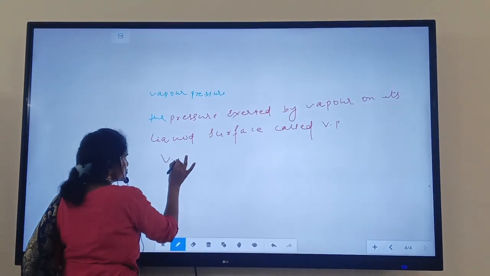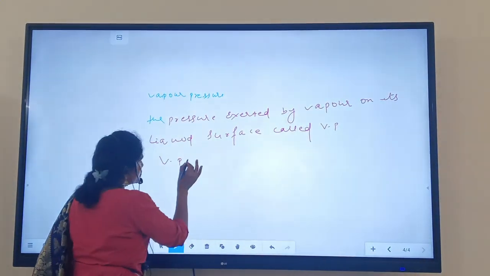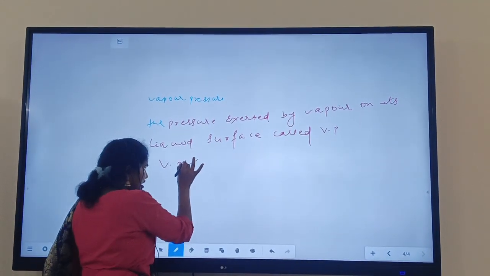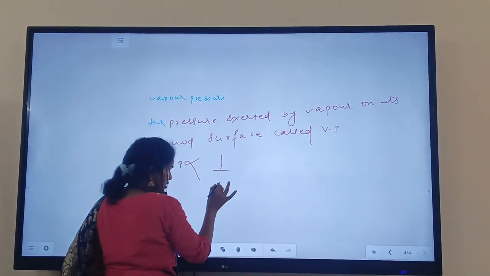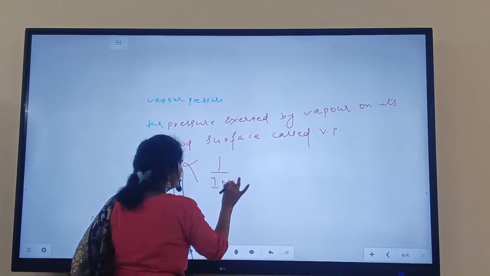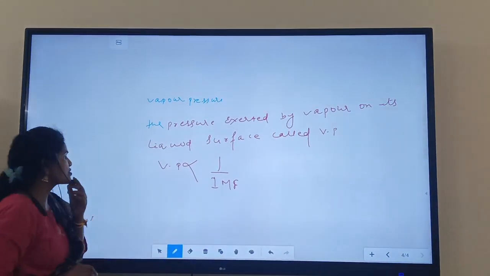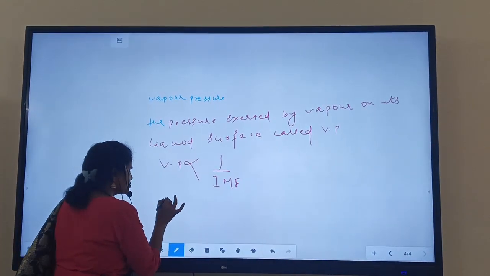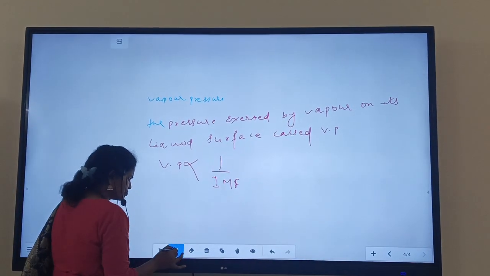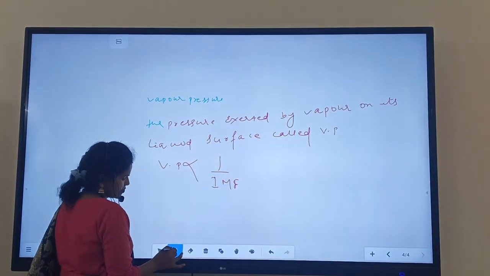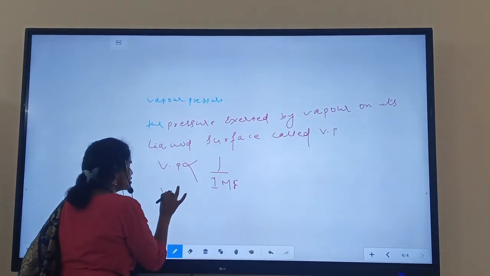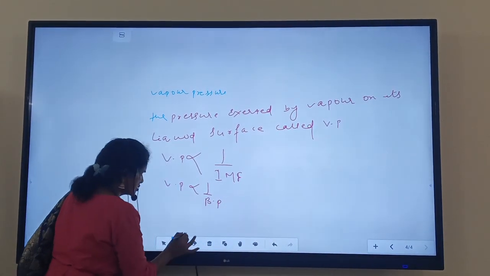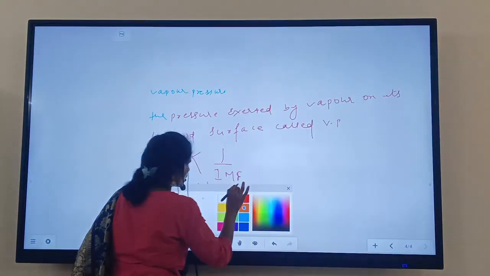Vapor pressure of any gas is directly proportional to 1 by intermolecular force. If intermolecular force is strong, the vapor pressure will decrease. What is the relation between vapor pressure and boiling point? Vapor pressure and boiling point are inversely proportional.